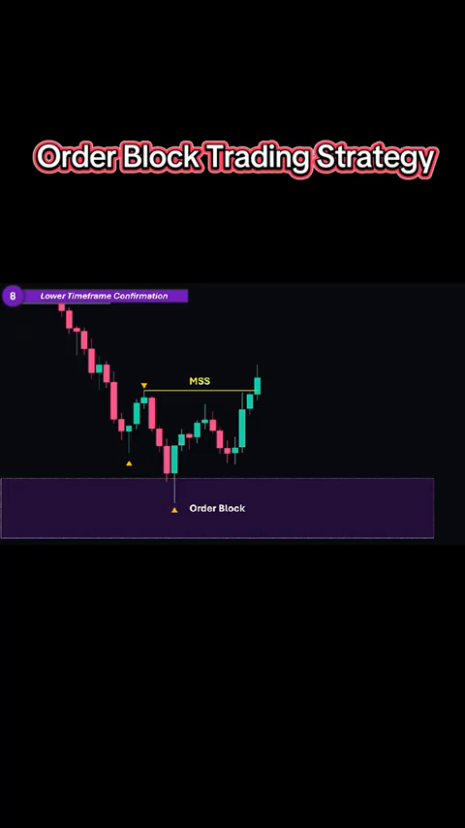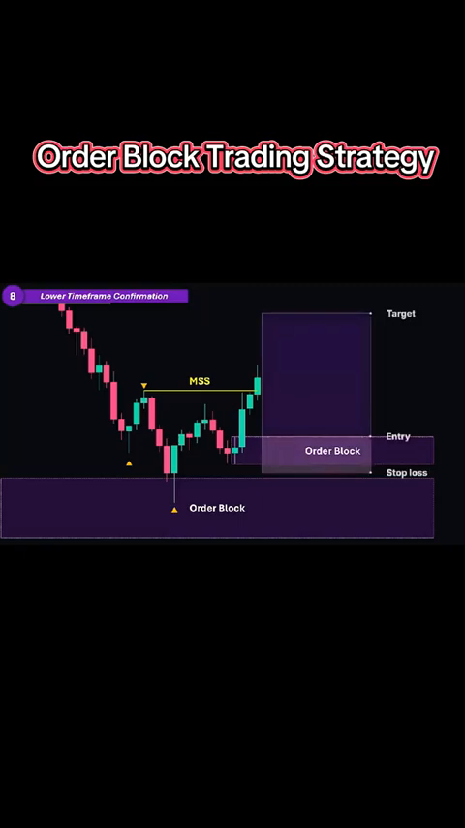For the entry, you can wait for a lower time frame order block to form. This provides a much more precise entry with a smaller stop loss and bigger reward. This not only increases the probability of the setup, but also improves the risk-to-reward ratio.